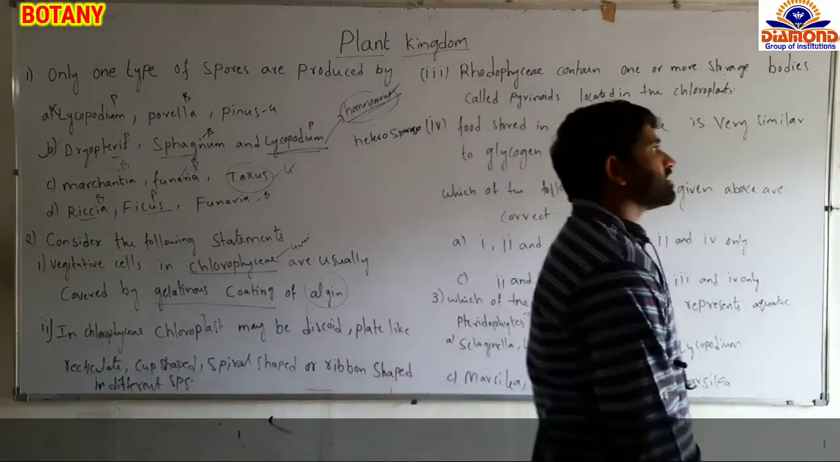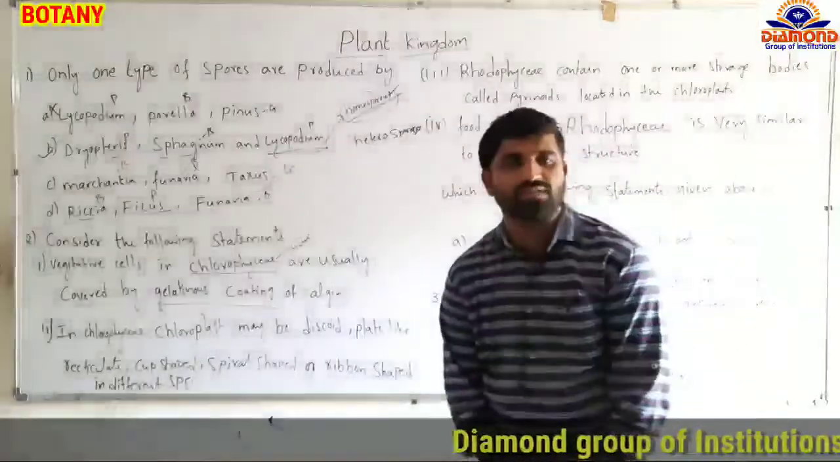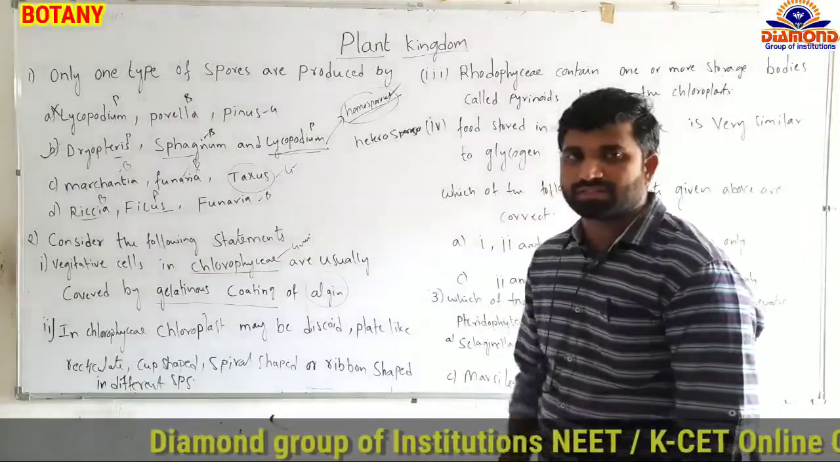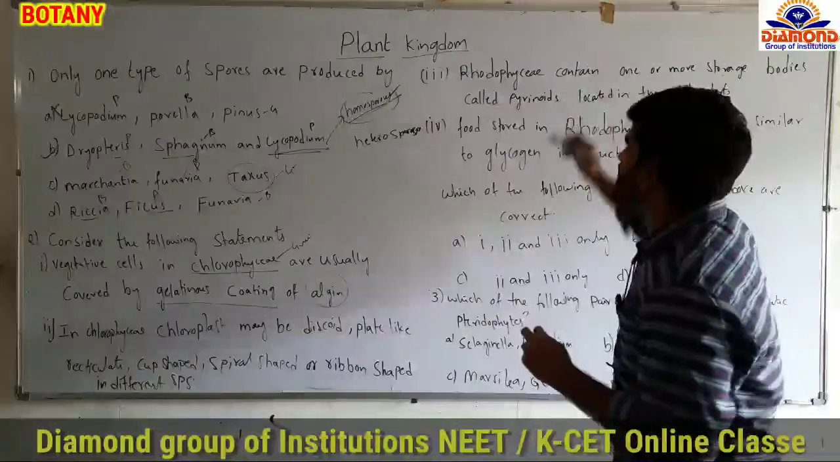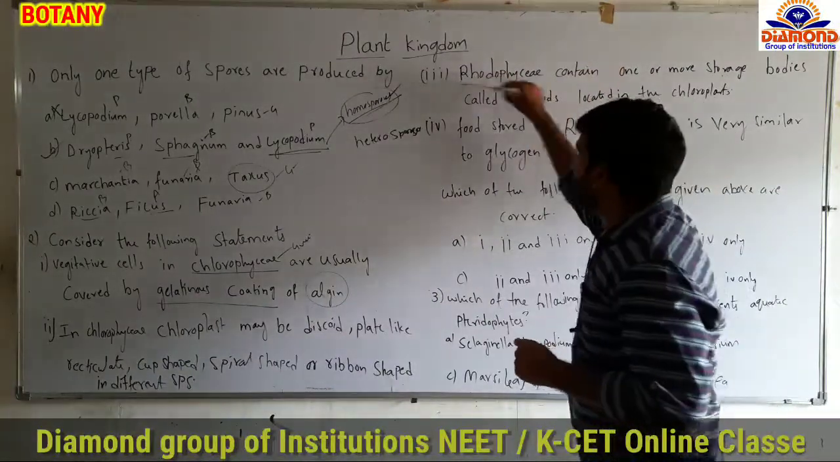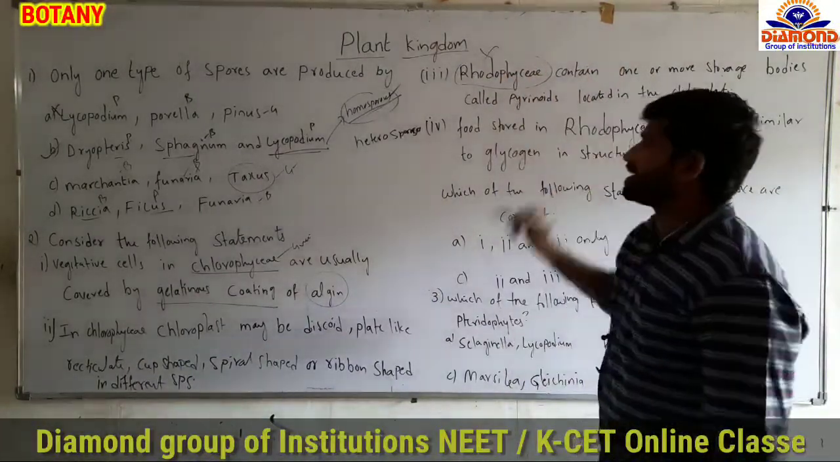Yes, pyrenoid structures are seen in a chloroplast. Those are specialized button-shaped structures helpful for storage of food materials. Pyrenoids are seen in chlorophytes only, not in rhodophytes. So option 3 is an incorrect statement.